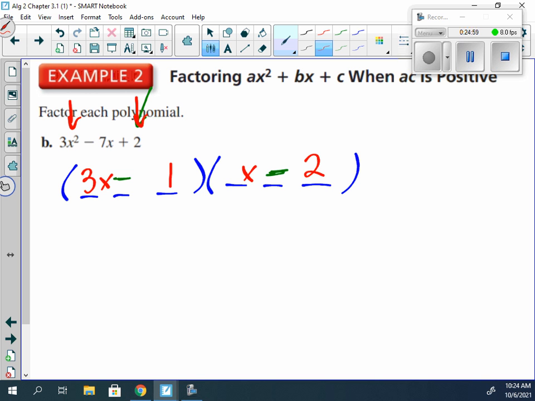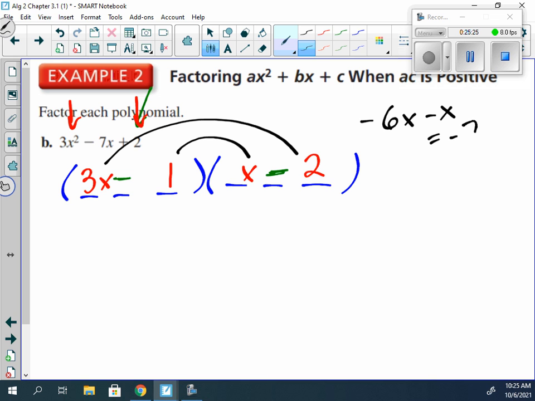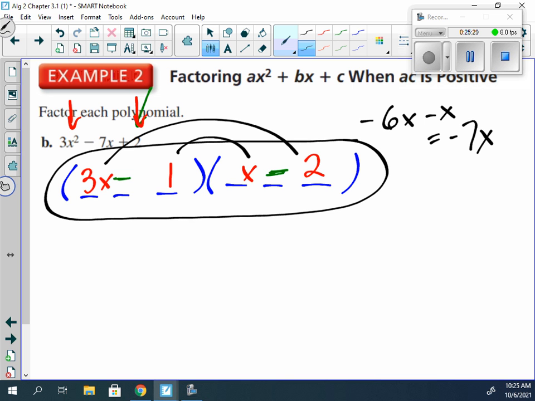Why would we pick 1 and 2, not 2 and 1? I would probably go to 2 and 1. Does it really matter at this point? No, because we're going to check it eventually, yes? Well, 3x times negative 2 is negative 6x. Negative 1 times x is negative x. And negative 6x minus x is negative 7x. Is that what we wanted? And that's it.